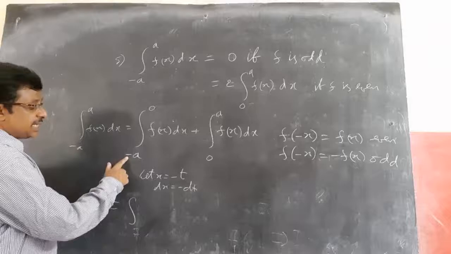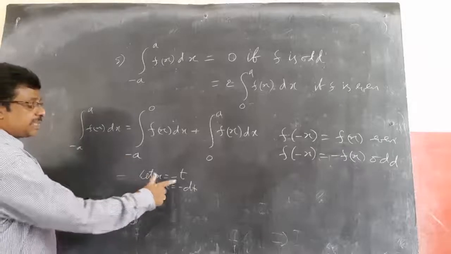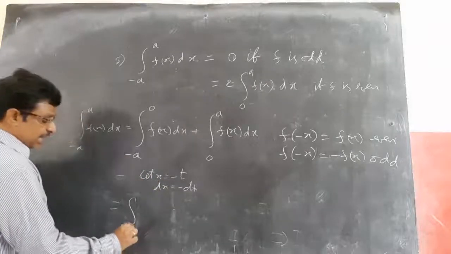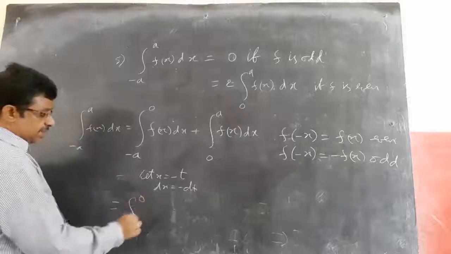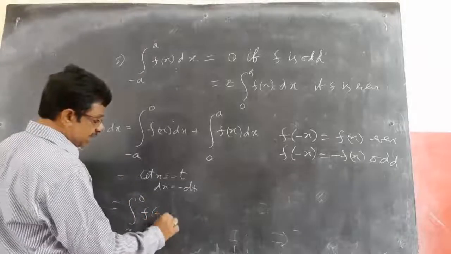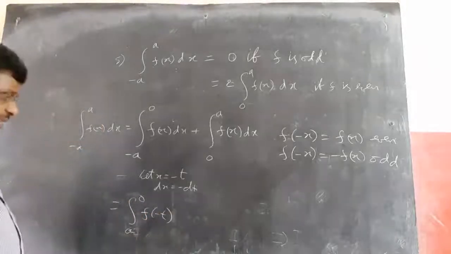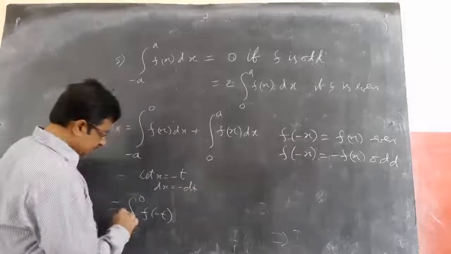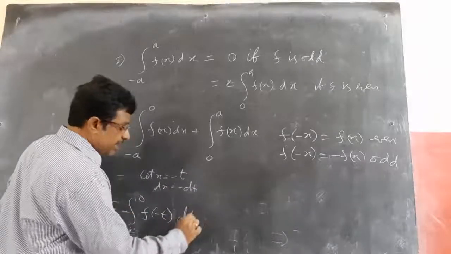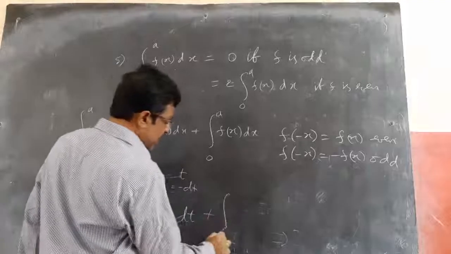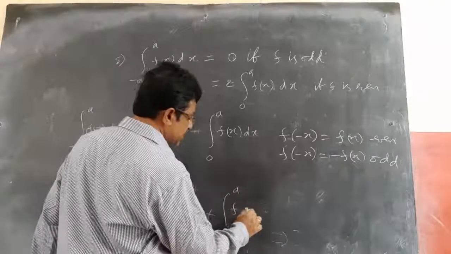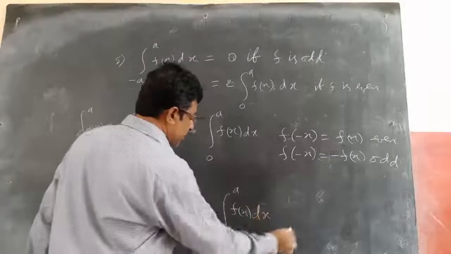Here, if I substitute the lower limit minus a, it becomes minus of minus, plus a, and the upper limit is 0 only. This becomes f of minus t into dx, which is minus dt. So the minus outside becomes dt, plus the integral from 0 to a of f(x) dx.